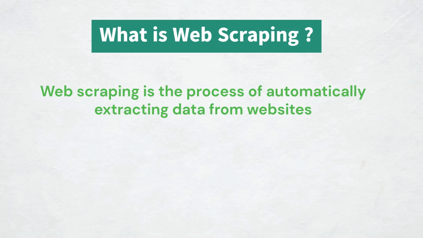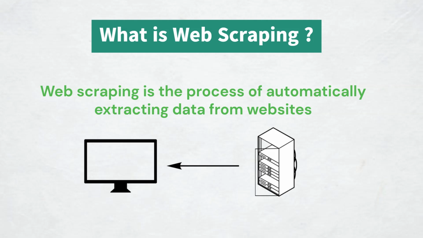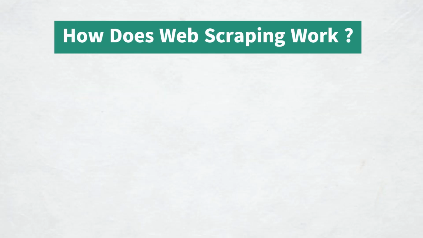Web scraping is the process of automatically extracting data from websites. It is useful when you want to gather information without manually copying it, whether it's a product listing, job listing, and other dynamic content. And now let's see how web scraping works.